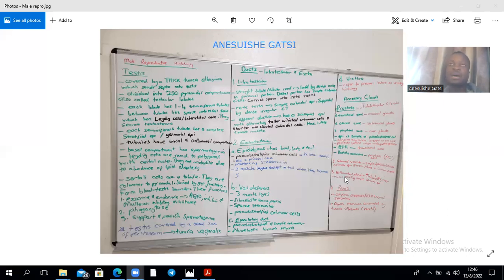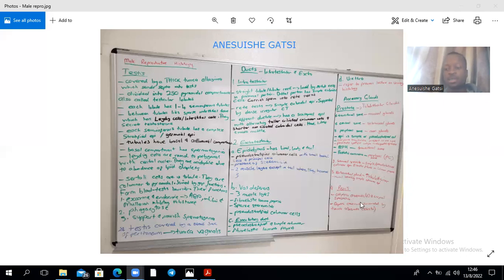If you remember semen, it consists of the sperm, then you have secretions from the prostate and the seminal vesicles. Then the bulbourethral glands are producing our pre-ejaculatory fluid. I won't go into the physiology of semen.